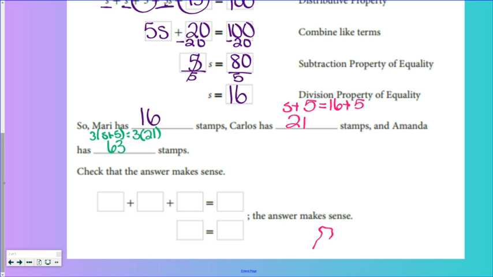A quick way for us to check that we did this right: go through and add the number of stamps together, because we know it should equal 100. So if we add 16 plus 21 plus 63, that gives us 100 stamps. Let's go on to the next problem.